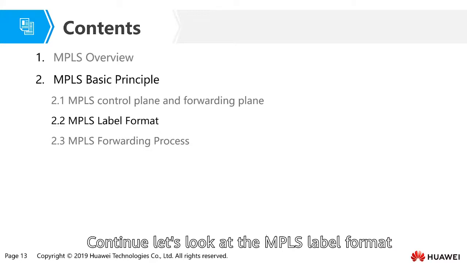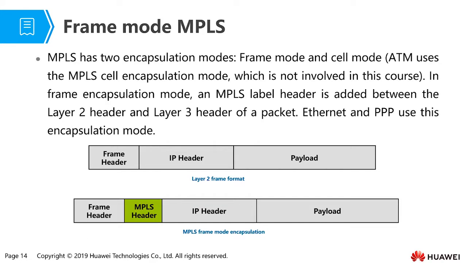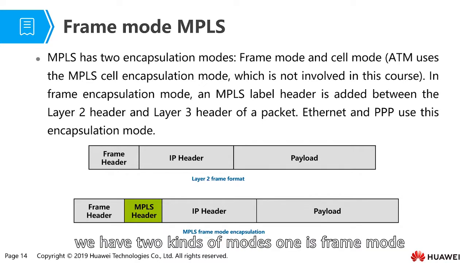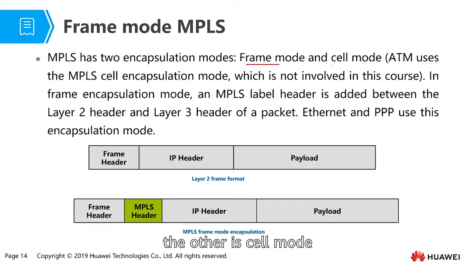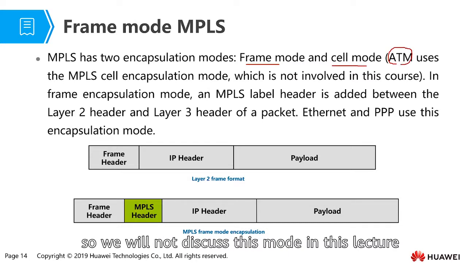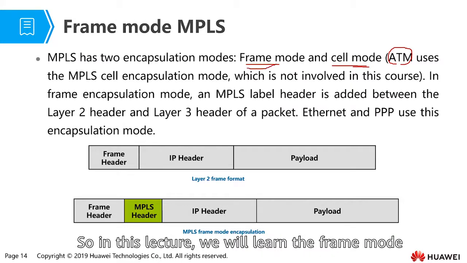Continue, let's look at the MPLS label format. For the MPLS label format, we have two kinds of modes. One is frame mode, the other is cell mode. And cell mode is only used in ATM. So we will not discuss this mode in this lecture. In this lecture, we will learn the frame mode.